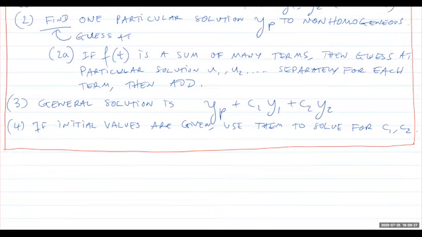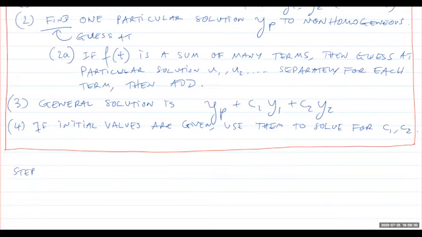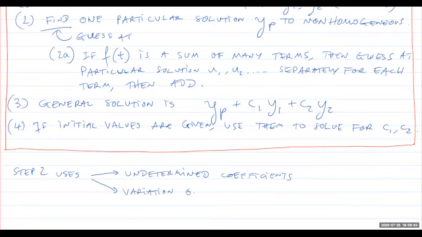All right, now, how do you go about finding the particular solutions? In the next two videos, I'll explain two methods, the method of undetermined coefficients and the method of variation of parameters. All right, that's the general idea.